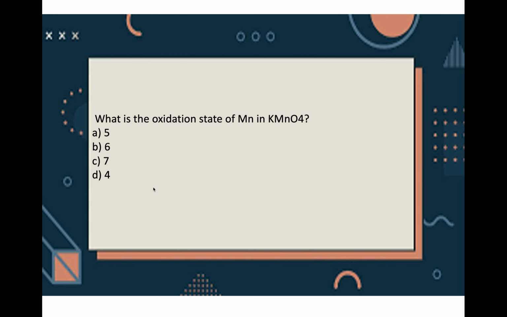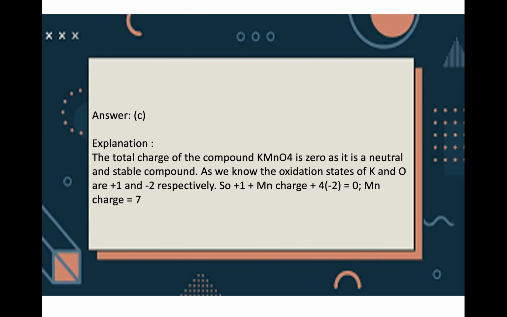Now the next question is: what is the oxidation state of Mn in KMnO4? Is it 5, 6, 7 or 4? Many children are confused in finding the oxidation state, but it is very easy. In my future videos from this lesson, I will be uploading how to calculate the oxidation state of different elements in a compound. Here, the total charge of any compound must be 0, because this is a neutral and stable compound. You should know the oxidation state of potassium, manganese and oxygen. For potassium, since it is a metal, the oxidation state is +1, and for oxygen it is -2. You have to find out that of manganese.